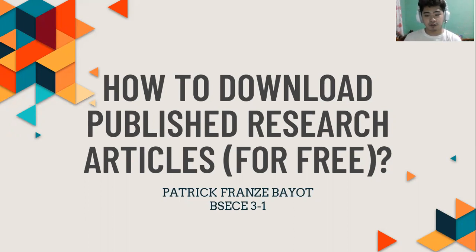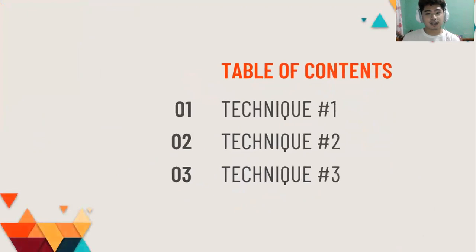So in this video today, I am going to teach you tips on how to download published research articles for free that are legitimate, that are accepted, and some are open secrets used by the academy, or most of the researchers actually. So let's start. In this area, we're going to talk about three techniques. Technique one, two, and three. So let's see.